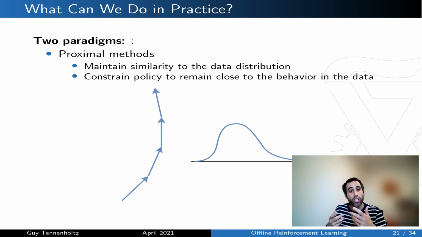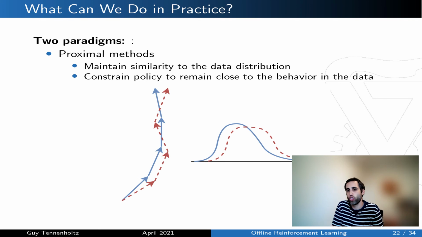Methods that are based on proximity try to keep some sort of similarity to the data distribution, meaning we have some behavioral policy that generated the data, and we want to remain close to that behavioral policy. We don't want to take actions that are too different from this behavioral policy. This would help us control overestimation, as we'll only look at actions that we have enough of in the data.